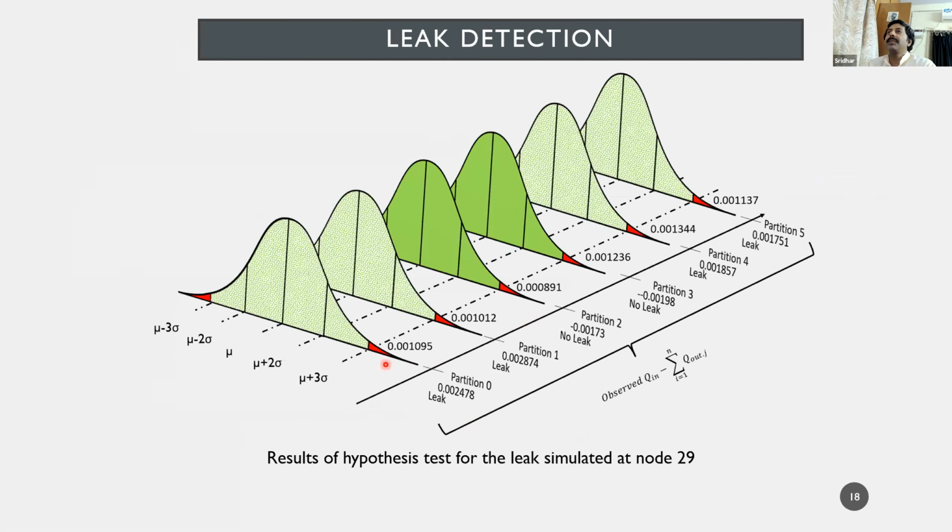So you do a set of partitions similar to what I showed over here. In the first partition, the residual did not cross the threshold. In the second partition, the residual did cross the threshold, and therefore there was a leak. These are the threshold values, and these are the observed values over here. In the third partition, the residual again did not cross the threshold, so there's no leak. And finally, in about 5 different sets of experiments, we are able to isolate the leak.